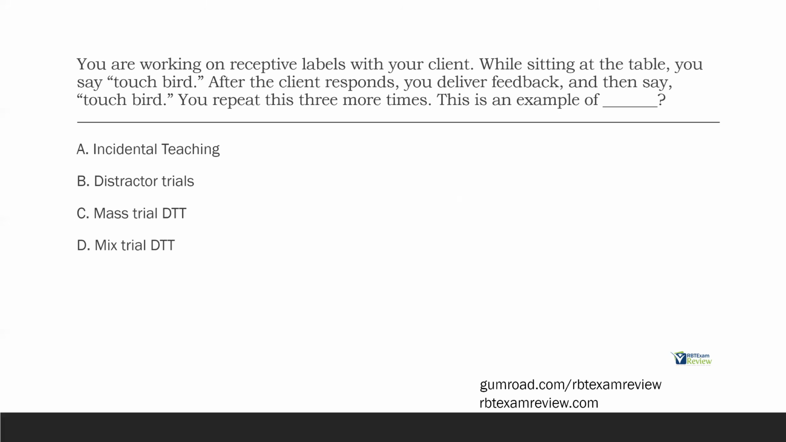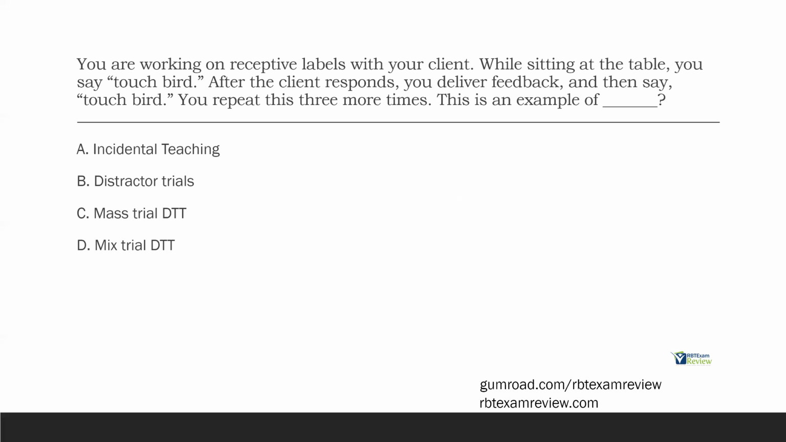Now, in this scenario, you're having your client touch bird, and then touch bird again, and then touch bird again, and again, and again. 5 times in a row, you present the same SD, and you want the same response. So what is this an example of? Is this incidental teaching? Of course not, right? Incidental teaching is naturalistic teaching. We're clearly doing some sort of DTT, maybe even at a table, okay? But we're not naturally teaching touch bird, okay?